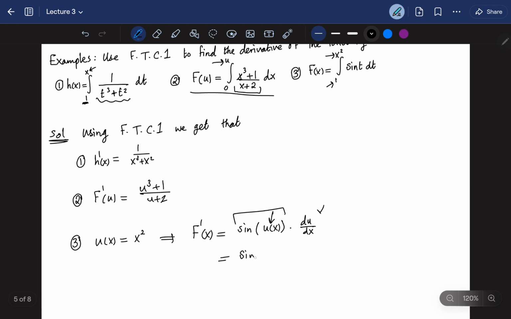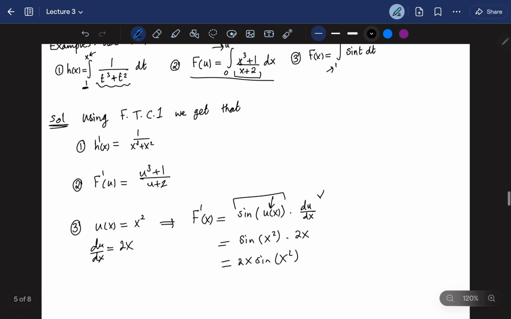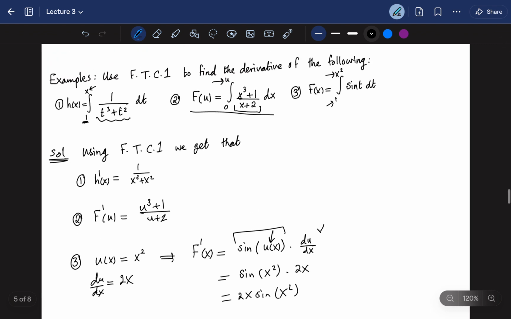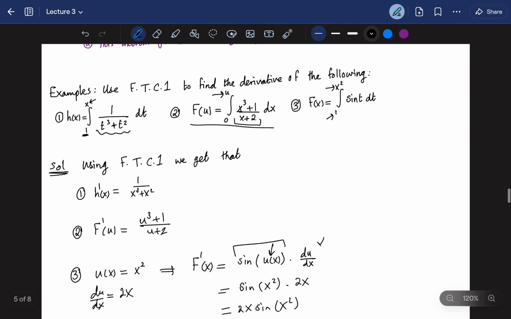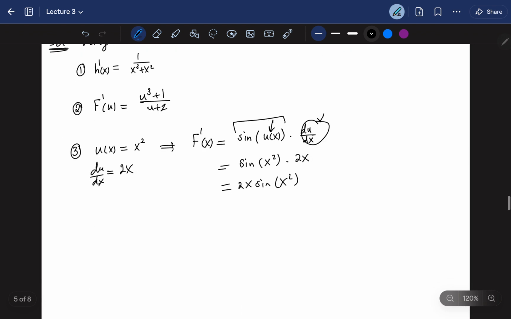So now this is sine of x squared multiplied by, what's the derivative of u in terms of x? I'm just going to derive it directly. So it's just 2x. So this is just 2x sine x squared. So it's applying the theorem directly. Just be careful that if you have different bounds, you need to do some sort of substitution and multiply by the derivative when you apply the theorem.